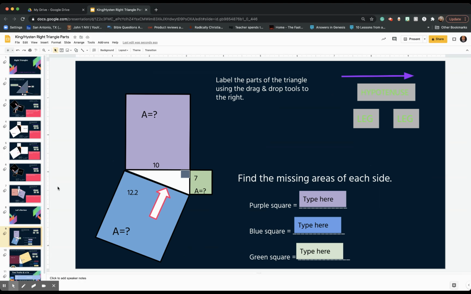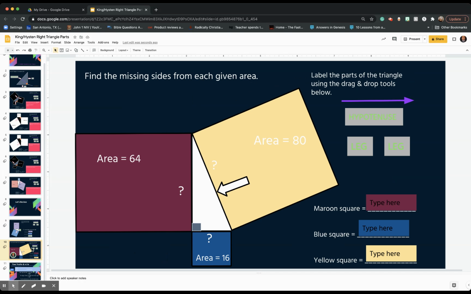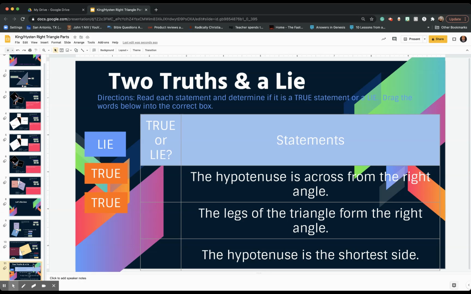Slide 9 and 10 are kind of like a little mini learning check. I want you to label, but you're also doing some math calculations. Find the missing areas of each side. So if I'm missing the area from this square, how can I find it? Hint, hint, wink, wink. Squares have the same side lengths. So you use that information for slides 9 and 10. And then finally, slide 11 is two truths and a lie.